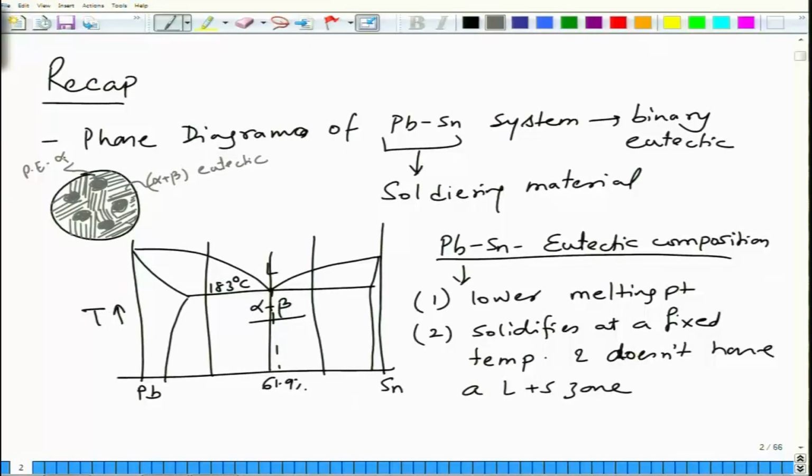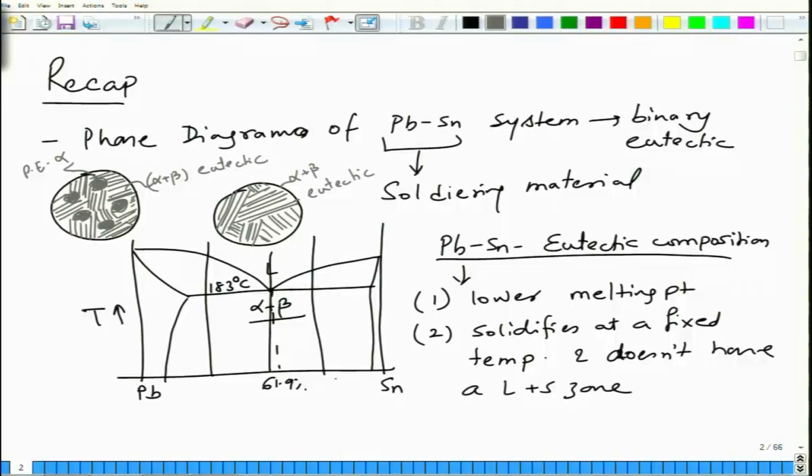So here the proeutectic alpha is the lead rich phase, and the alpha plus beta is the eutectic, which again consists of alpha and beta, but presence of alpha in 2 different forms makes a distinction between the 2 alphas. And then we had this eutectic composition. For eutectic composition, you get a microstructure which is basically a lamellar microstructure. So this is only alpha plus beta eutectic.